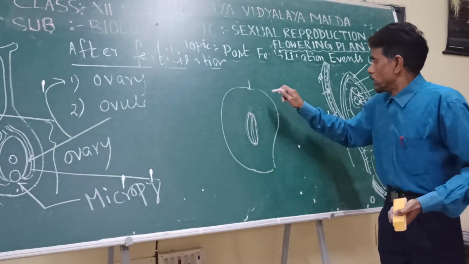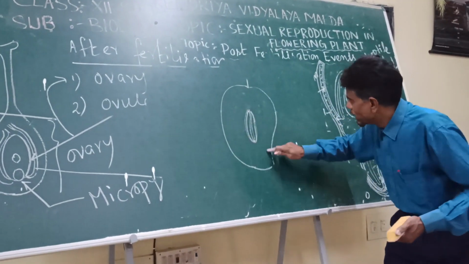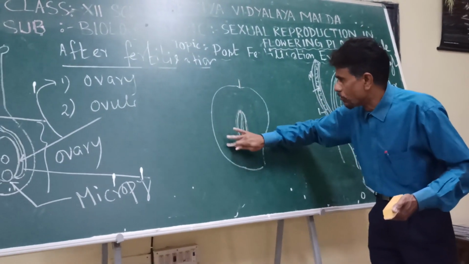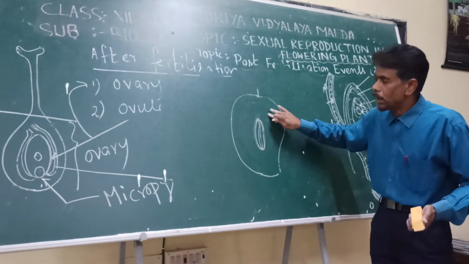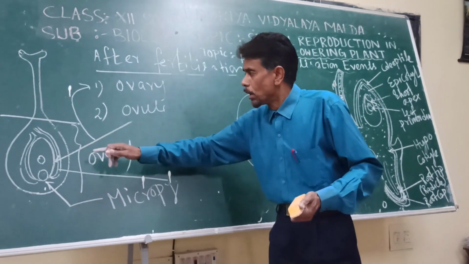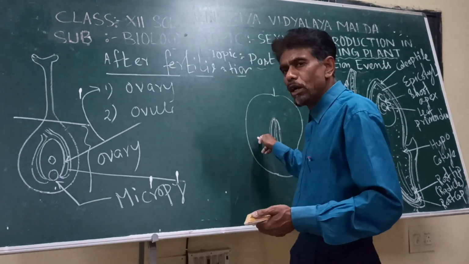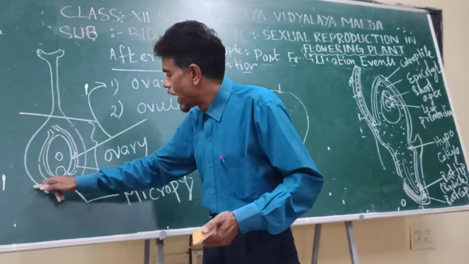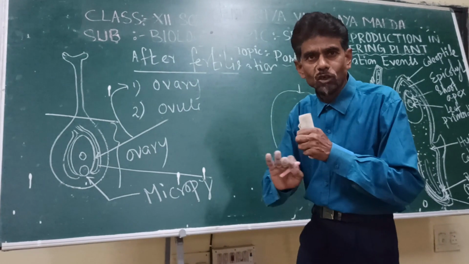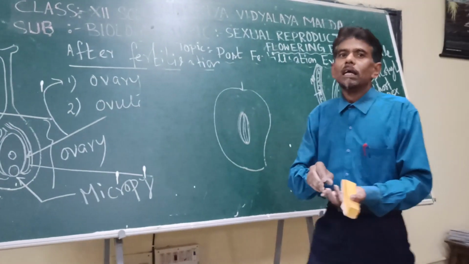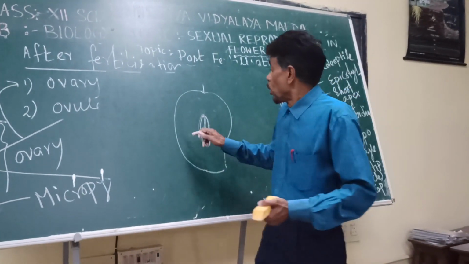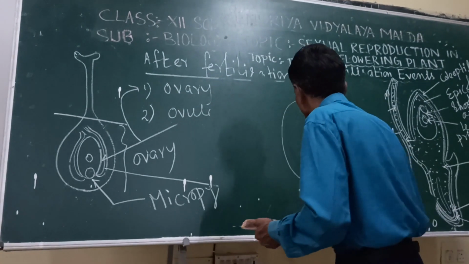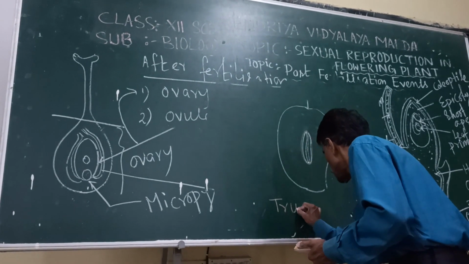Now, the fruit, this part, is the modified ovary. During the formation of fruit, it is the ovary which is getting modified into fruit, whereas the other parts, style, stigma and the thalamus, get degenerated. So what is the part which converts into fruit? Only the ovary. This type of fruit we call true fruit.